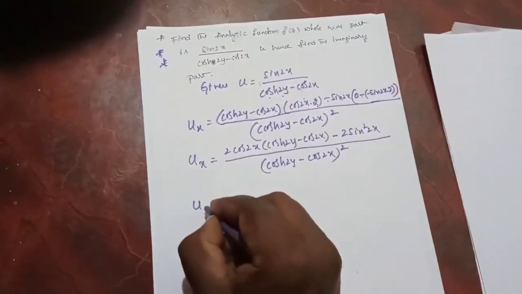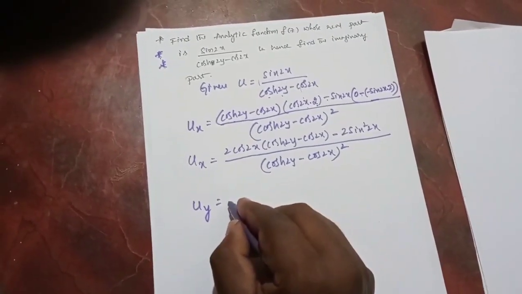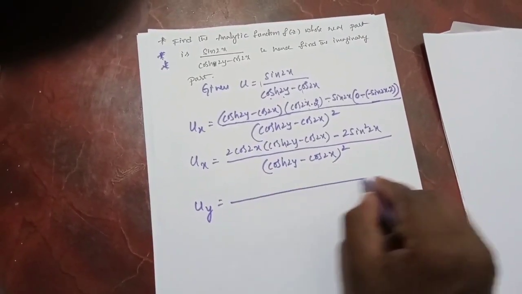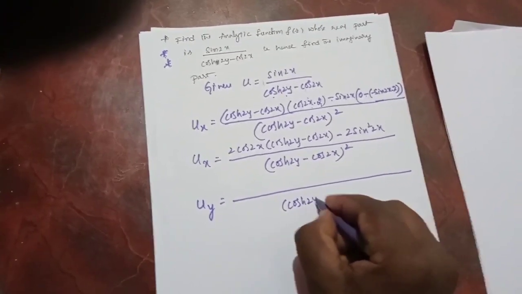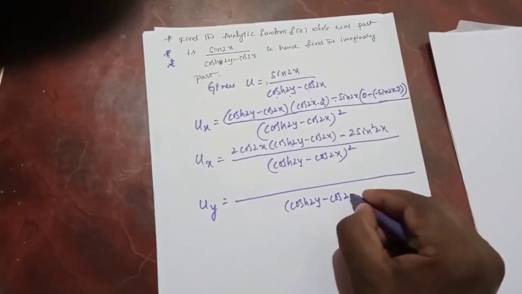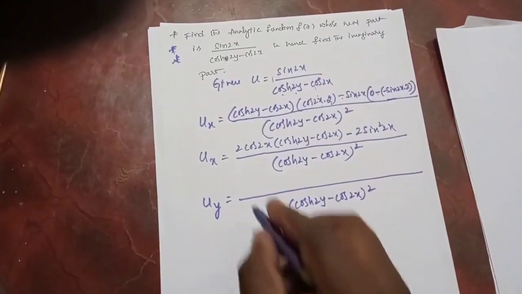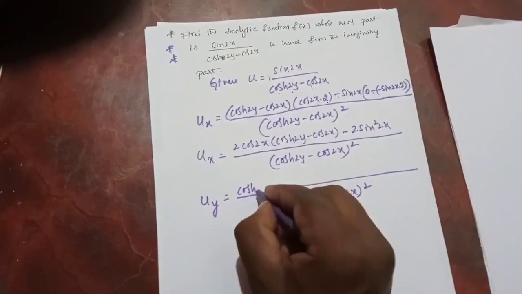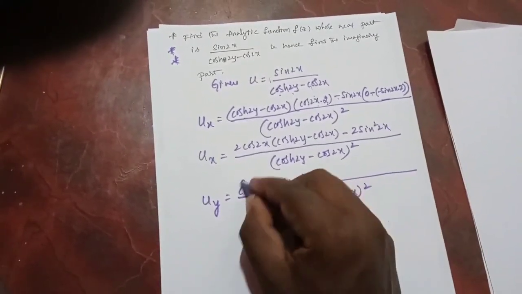Similarly, what is our u suffix y? Differentiate that partially with respect to y. Here also apply the quotient rule. Write the denominator square in the denominator. Write the denominator as it is: cos hyperbolic 2y minus cos 2x.